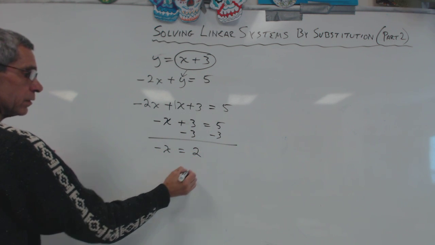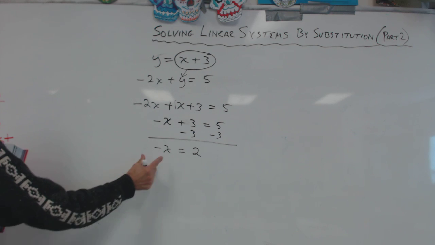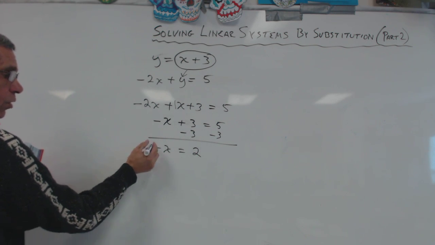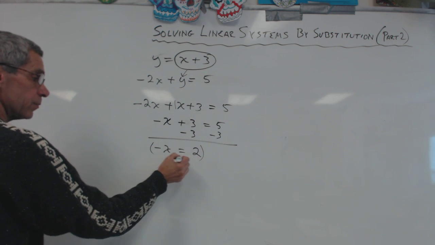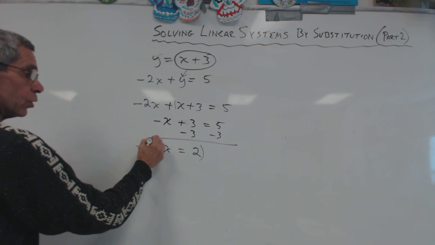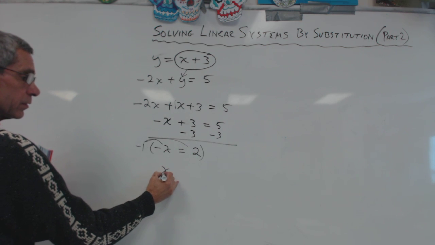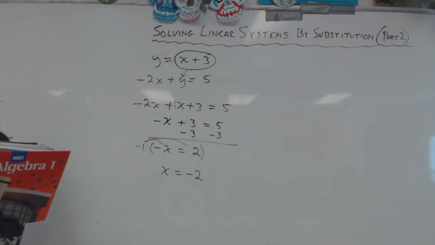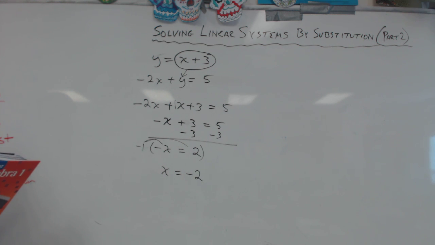Then positive x would equal negative 2, because the opposite of this has to equal the opposite of this. If I multiply both sides by negative 1, I have positive x is equal to negative 2. That's the first part of my solution. Am I done? No, because you haven't figured out y yet. You have to figure out y. That's really important.